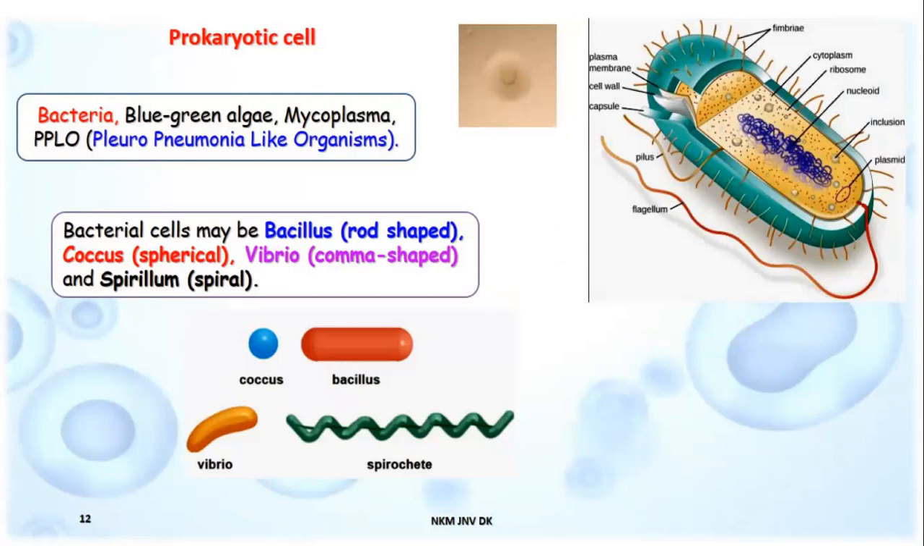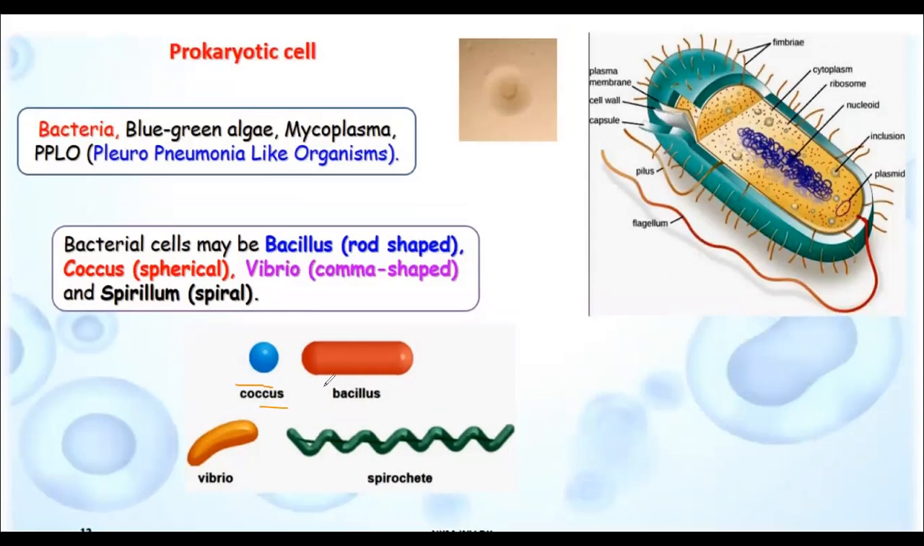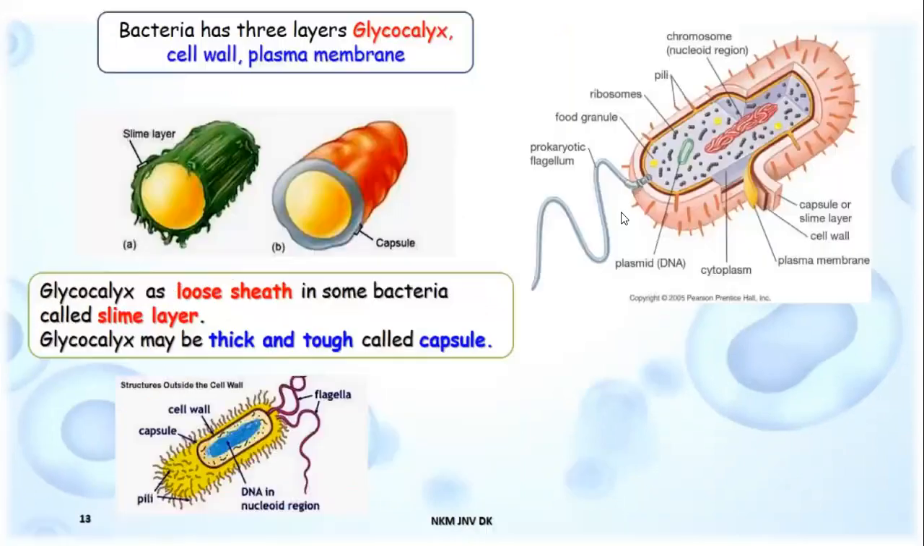Bacterial cells may be bacillus, rod-shaped; coccus, spherical; vibrio, comma-shaped; and spirillum. So the four common shapes of bacteria are given. Round shape means coccus. The rod shape like this is bacillus. This is the comma-shaped vibrio, and the spiral bacteria is spirochete or spirillum. This is the basic diagram of the bacteria shown at the corner.